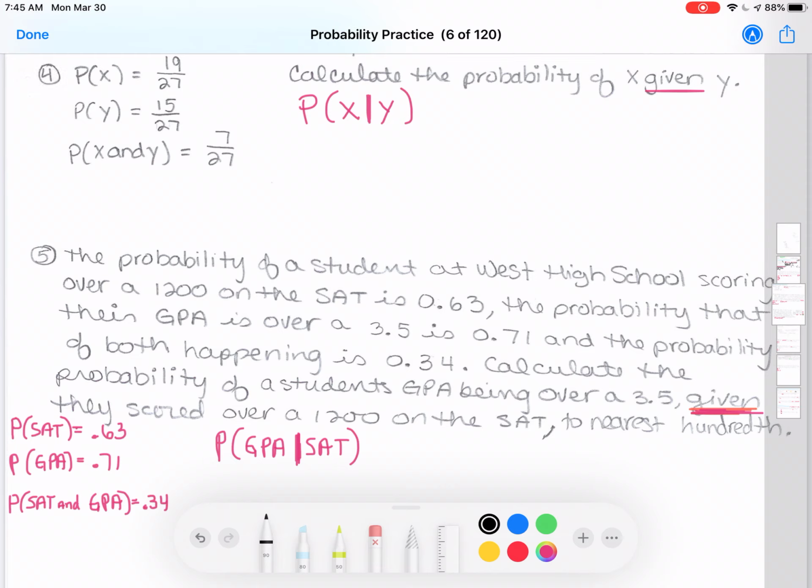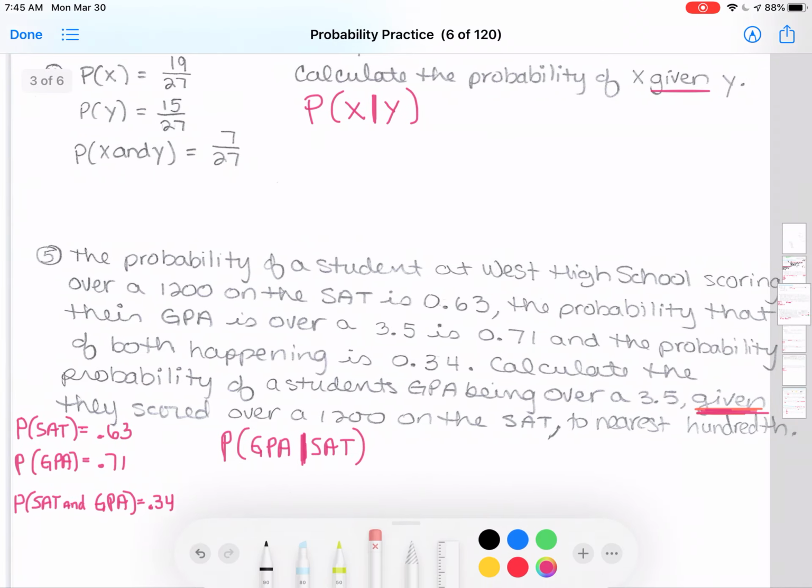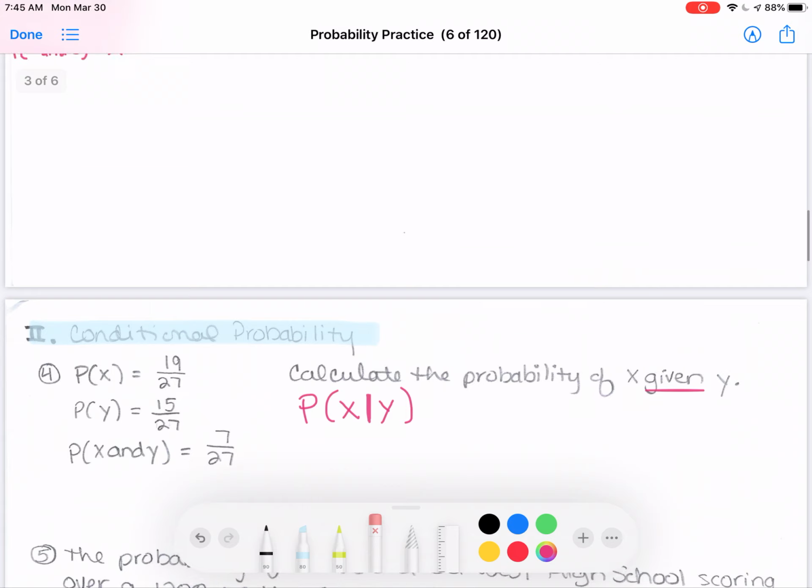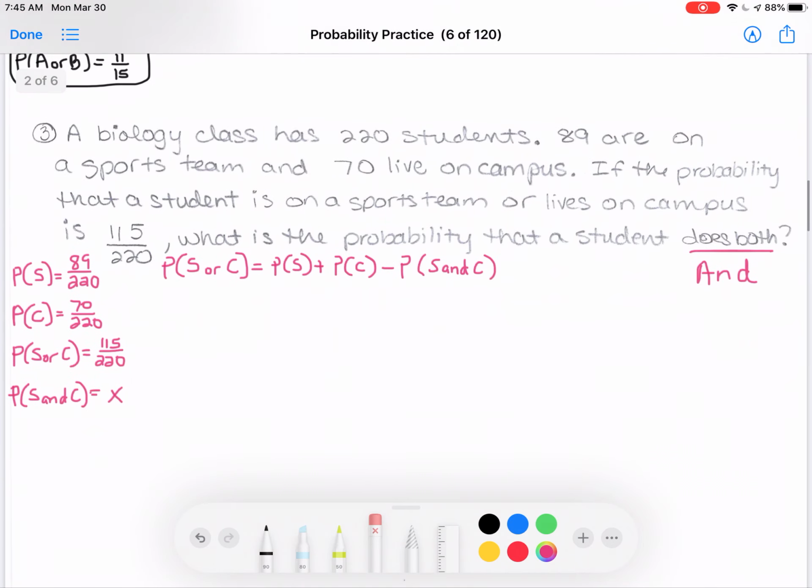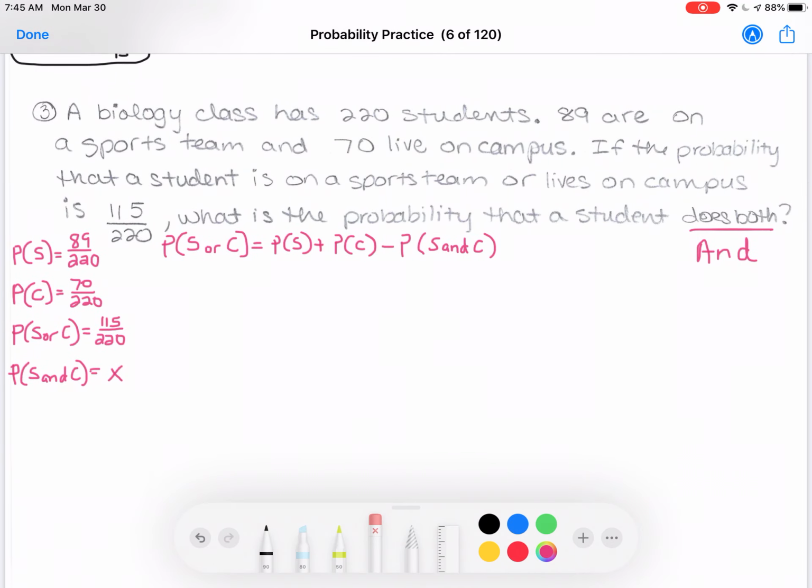Right, both is and right here. Oopsie, where did I go? Okay, oh gosh. Okay, hold on. Did I go down too far? Where did I go? Okay, right there. I was just trying to circle and. Okay. All right, so both is and.